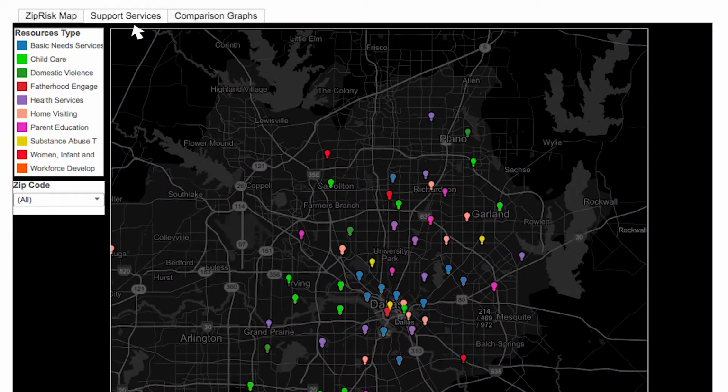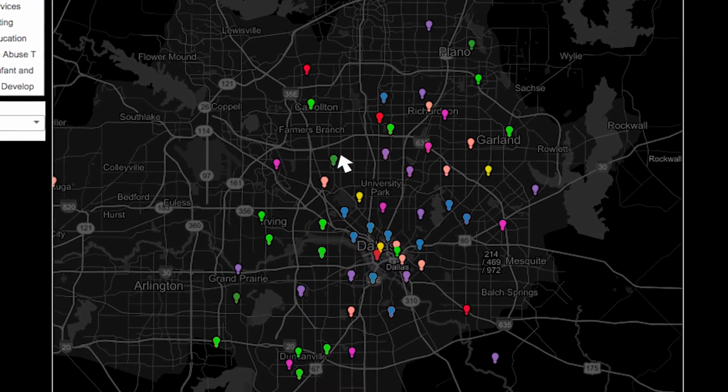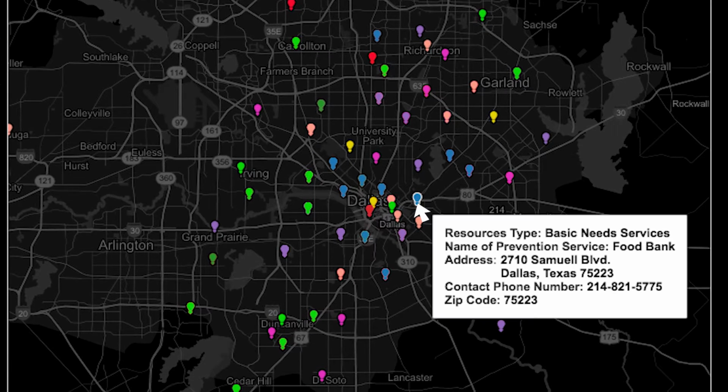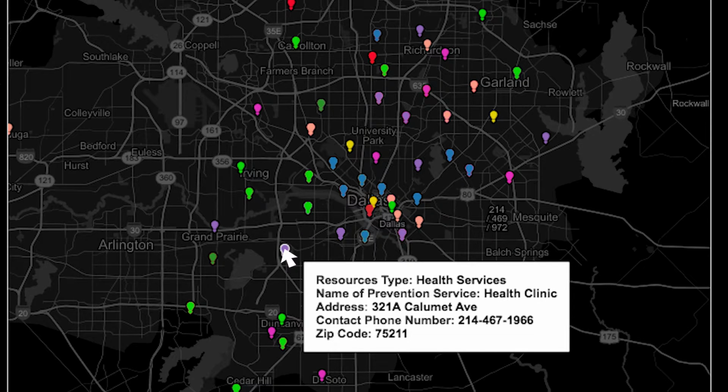And beyond just compiling the data on where those services are most needed, the tool also helps users find those services. The Support Services tab on the map gives users access to current providers of support services for families. This includes a range of services from childcare to substance abuse treatment. This level of information is currently only available for Dallas County, but will eventually cover the entire state.